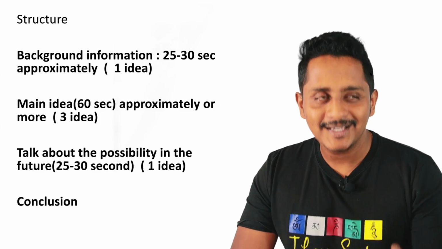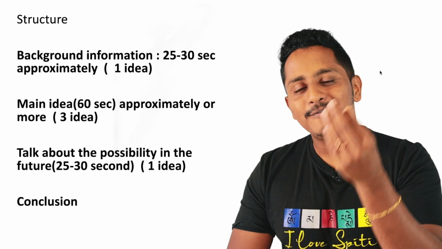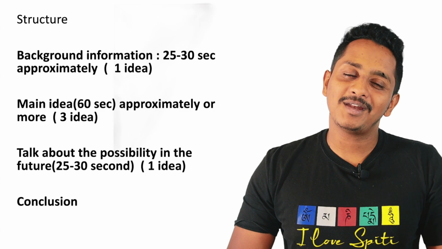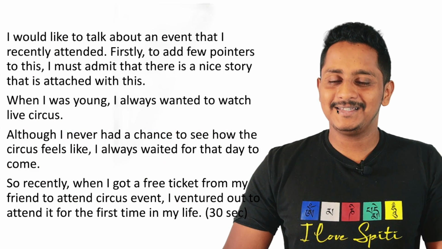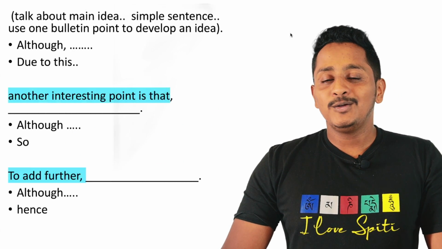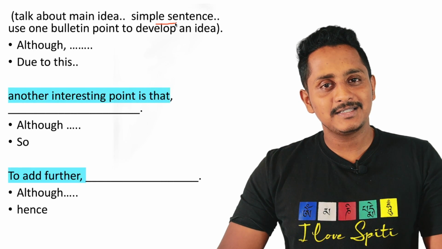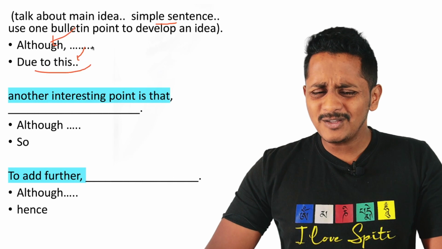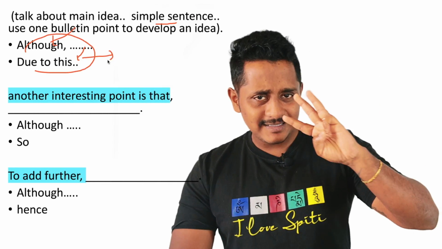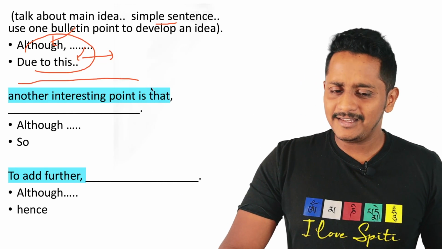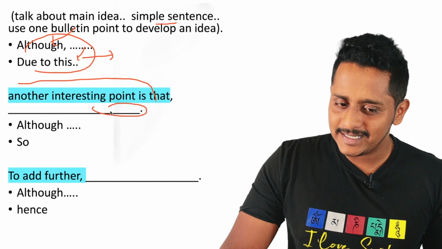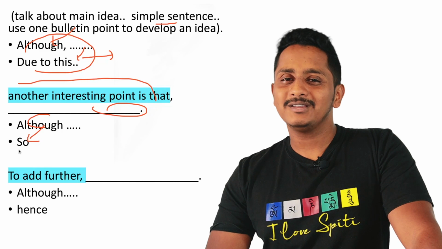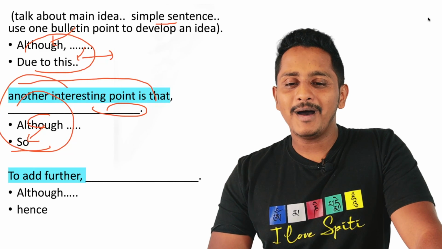All you got to do is make sure you speak fluently with a proper narration, grammar, lexical resource and pronunciation. So, the template continues this way. Talk about the main idea 1, simple sentence. Use 1 bullet point, develop the idea, although due to this. This is not mandatory, just try to speak 3 sentences, that is what I mean. Another interesting point is that tell a main idea, although or if, when, so, the next line. 3 sentences is task, part 1, correct.